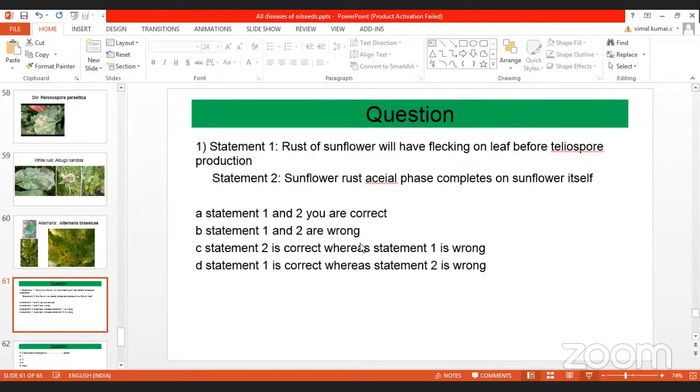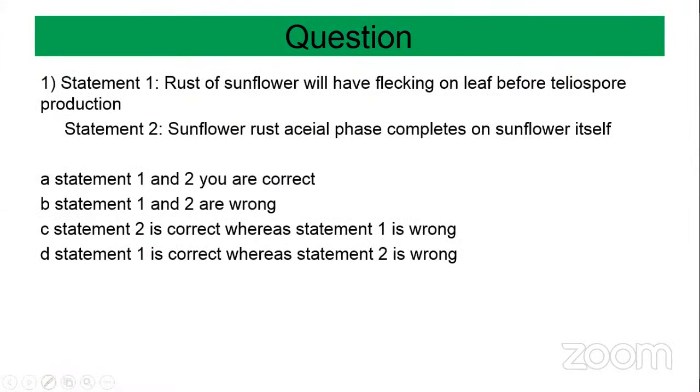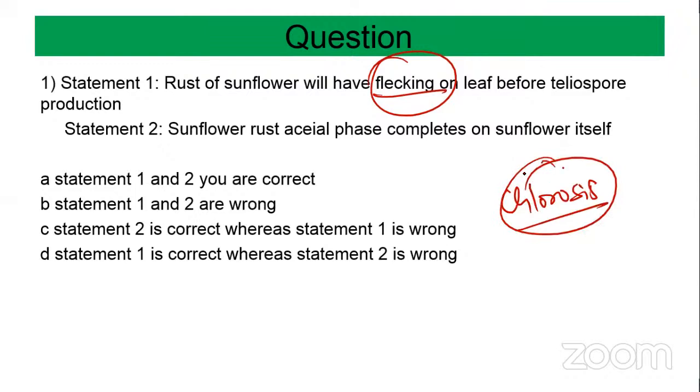Okay, so see, the answer is, as I told, the rust of sunflower will have flecking on the leaf. Of course, it will have flecking. Flecking is nothing but a kind of chlorosis. Once the chlorosis occurs, then only the infection will take place. It will have flecking right before the teleospore production, then the pustules will be there. So this first statement is correct. As I told, the sunflower rust initial phase completes on the sunflower itself. So this is also a correct statement because it doesn't require any alternative host or alternate host. So it completes its autoecious nature in the one freshly sown crop and even the voluntary plants. So that's how both statements become correct.